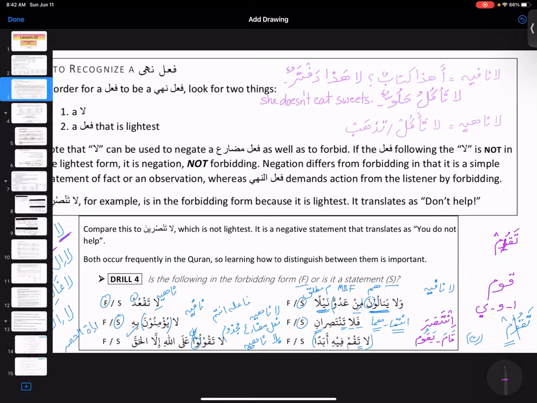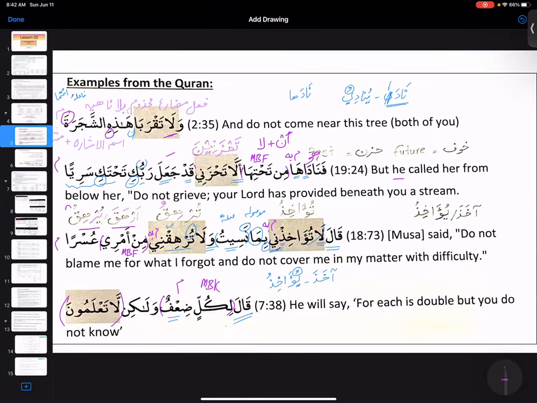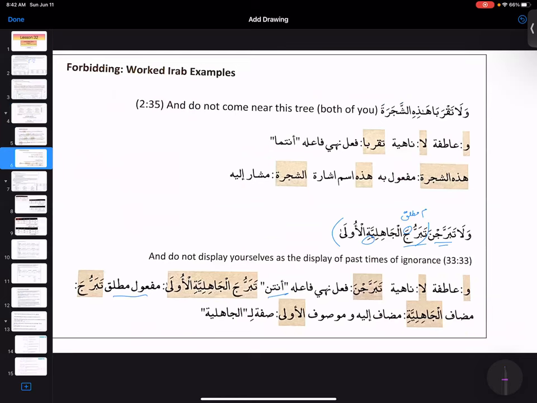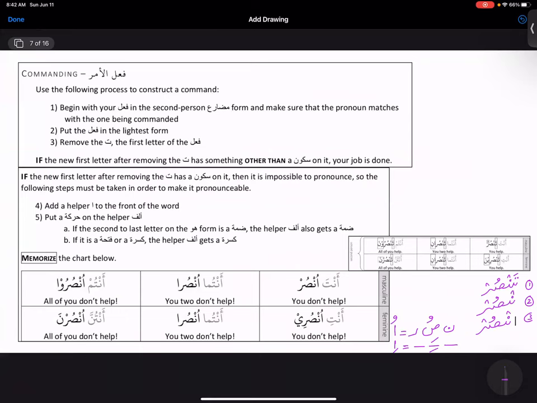Perfect. Okay, so moving on. That was done, right? And we were on amar. So let's start our lesson. For commanding, use the following process to construct a command. Begin with your fail in the second person, mudari. So again, we are directly commanding someone, and we need to start with the second person fail mudari.